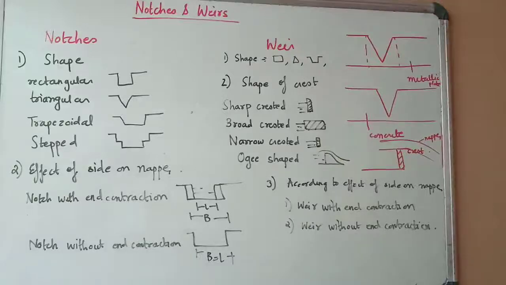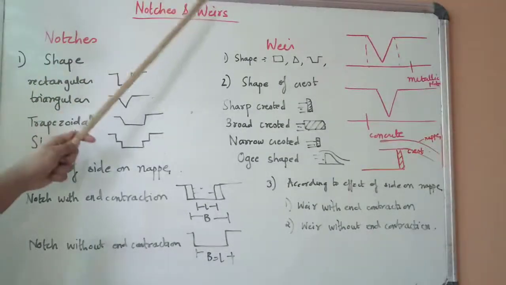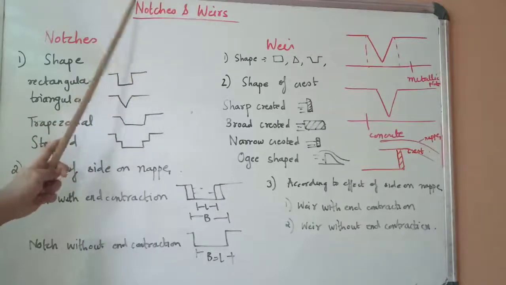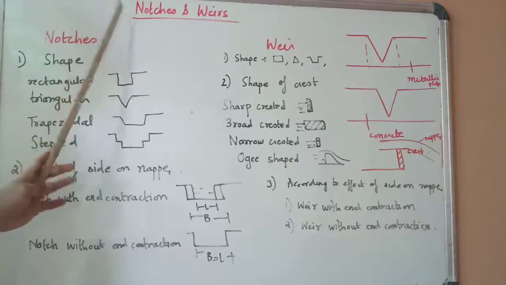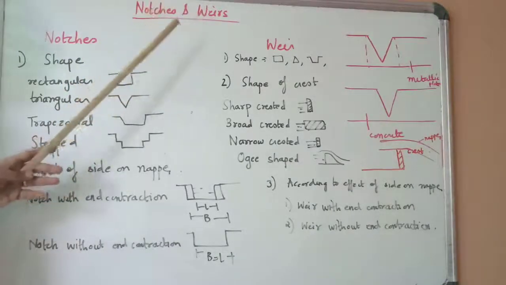Today we will be moving to the next topic, notches and weirs. In your syllabus only notches are mentioned, but all the derivations and problems asked are on weirs. So first the basic is to understand the difference between a notch and a weir. What is a notch or a weir?